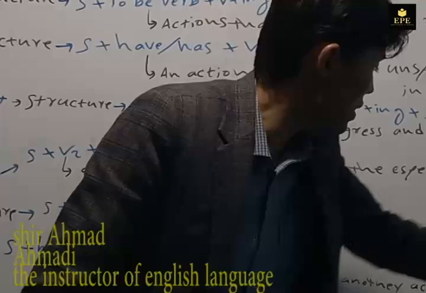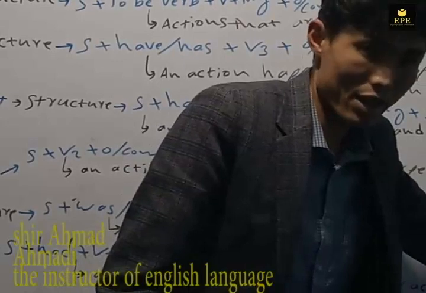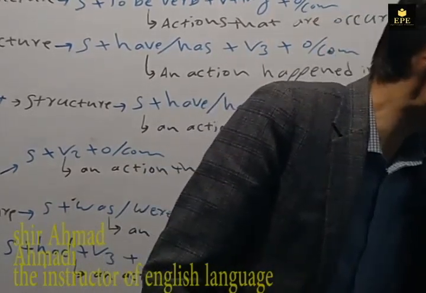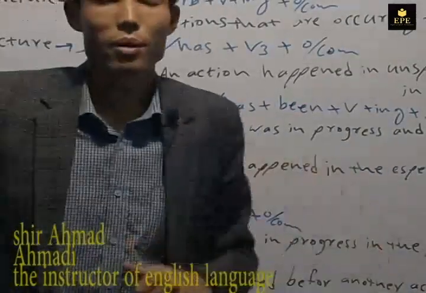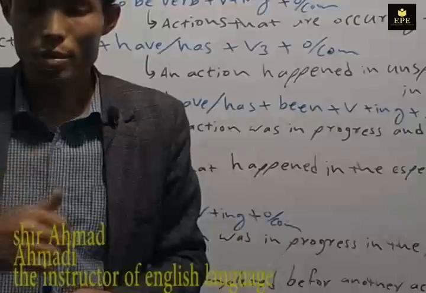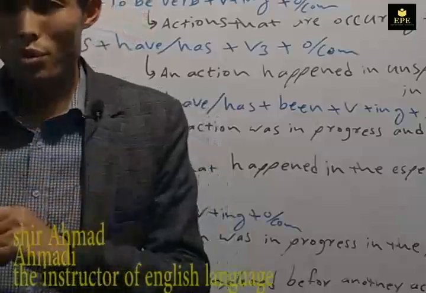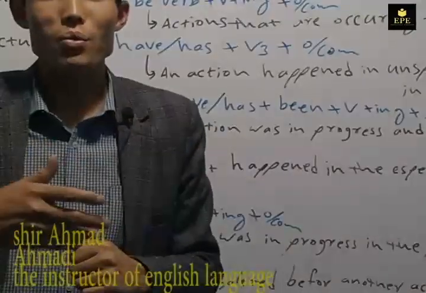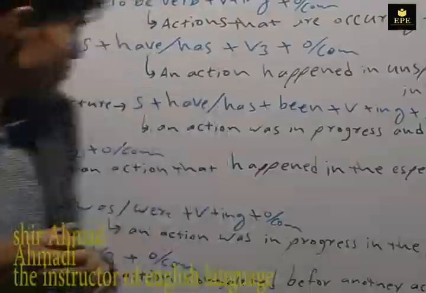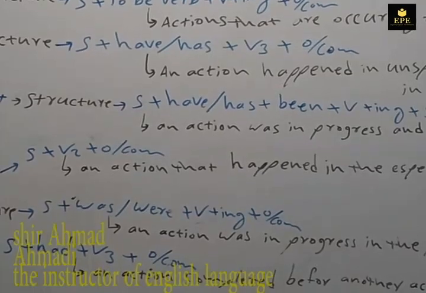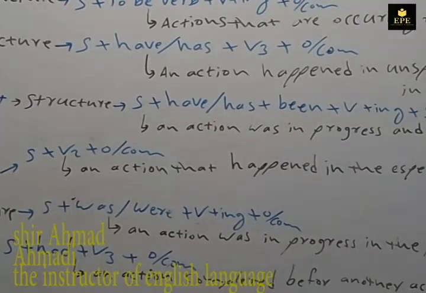She had opened the door. In here, she is subject. Then had is auxiliary verb. Opened, the third form of verb, and then the door. Another example, when my mother called me, I had eaten the food. The action of eating food completed when my mother called me, like that. Okay? So I think it's also enough for this tense. Let's move to another tense and last one.